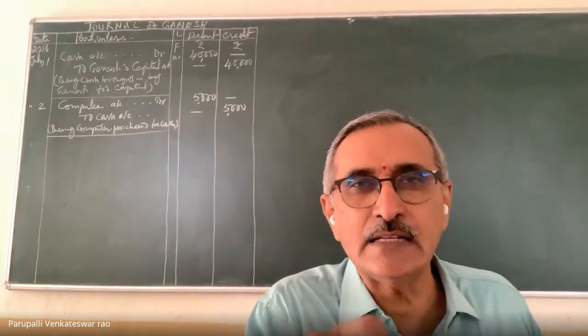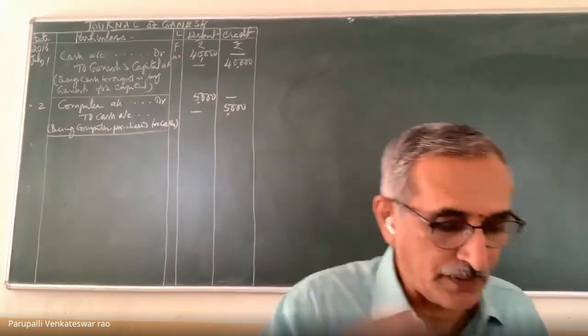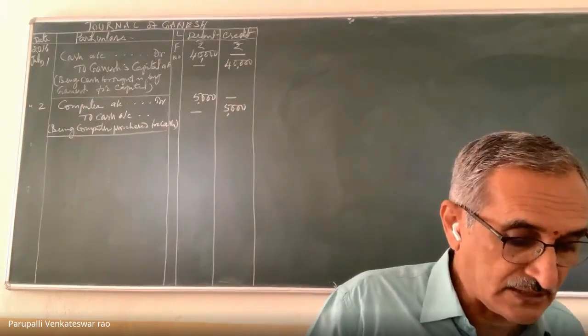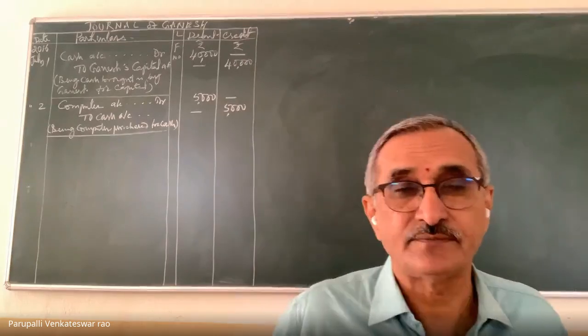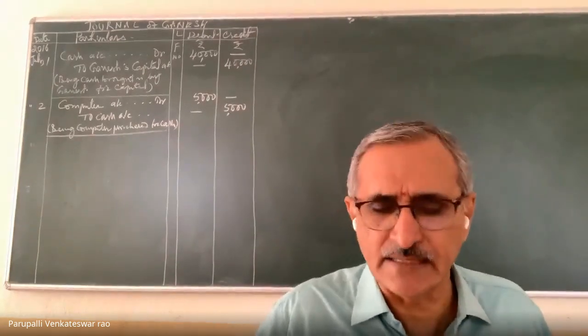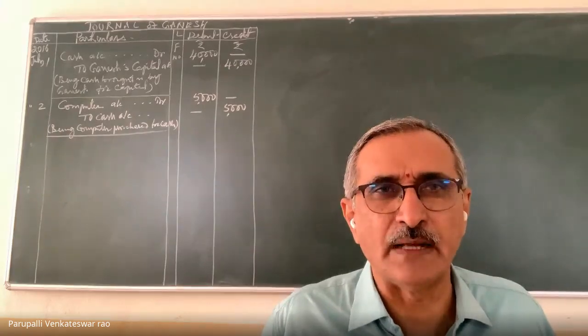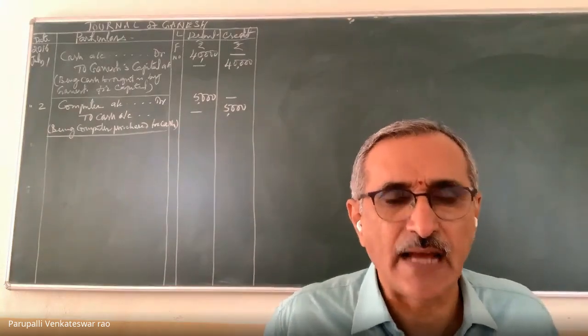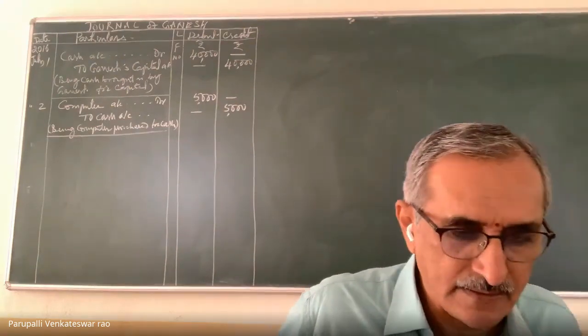So Ganesh's drawings account debtor rupees 600 to cash account 600. Narration: being cash taken by Ganesh for personal use.